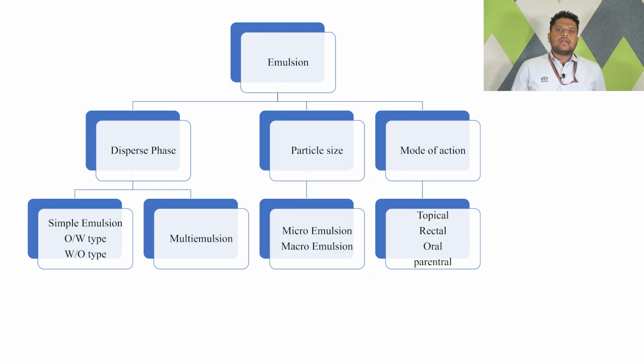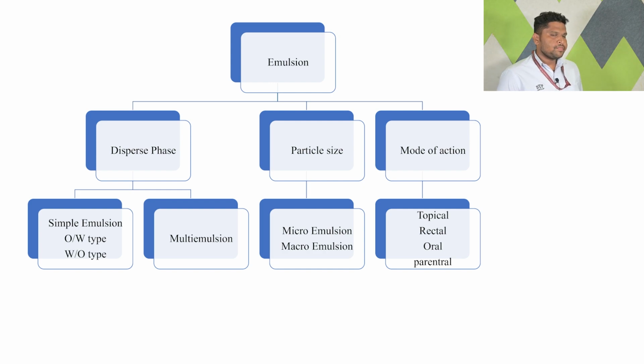Then we discuss the types of emulsions, or classification of emulsions. First is on the basis of dispersed phase, second is particle size, and third is mode of action. On the basis of dispersed phase, they are classified into two types: first is simple emulsion, second is multiple emulsion.